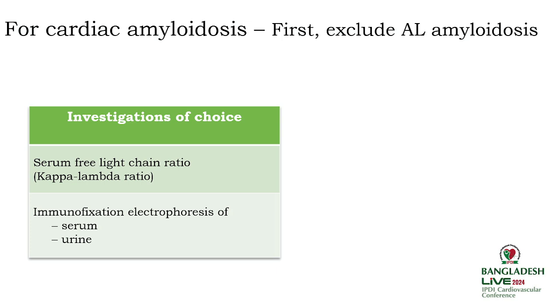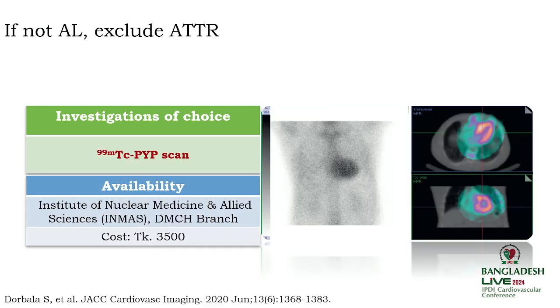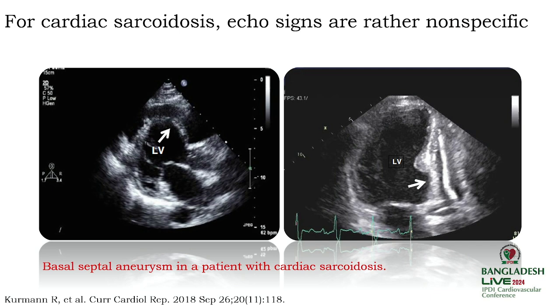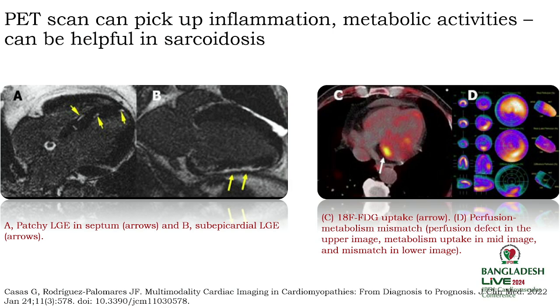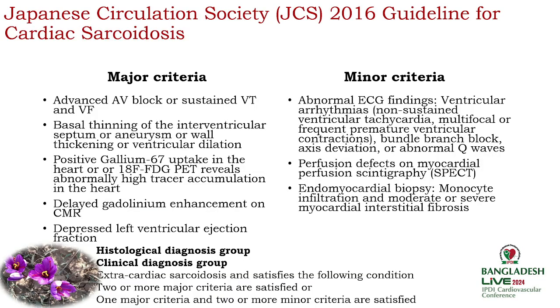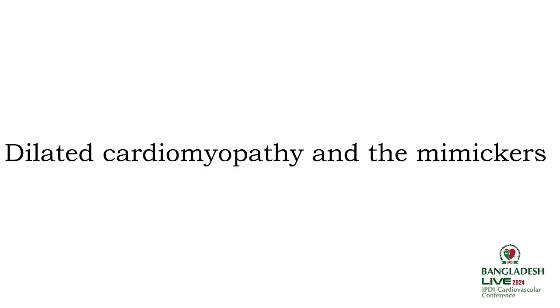So if we think that we are dealing with a case of cardiac amyloidosis, we should first do echocardiography with strain imaging, then we should first exclude AL amyloidosis and then ATTR amyloidosis. And if the thinking is that we are dealing with sarcoidosis, echo is not a very good test; the findings are rather non-specific. We can then proceed for serum ACE, cardiac magnetic resonance, and FDG PET scan, and this can help in reaching the diagnosis. You know that the diagnosis is finally based on the application of different criteria. One renowned one is the Japanese Circulation Society criteria.